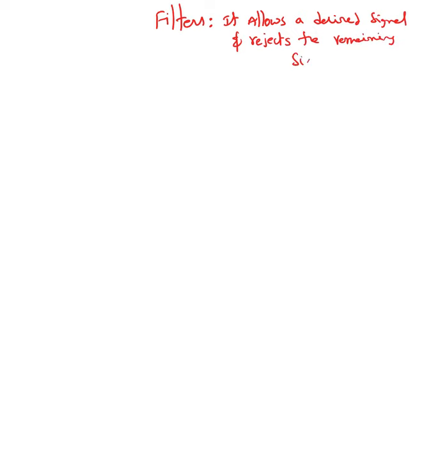The next topic I'm going to talk about in this chapter is the filter circuit. So, filters. What is a filter? It allows only the desired signal and rejects the remaining signals. That's called a filter circuit. It allows the desired signal.